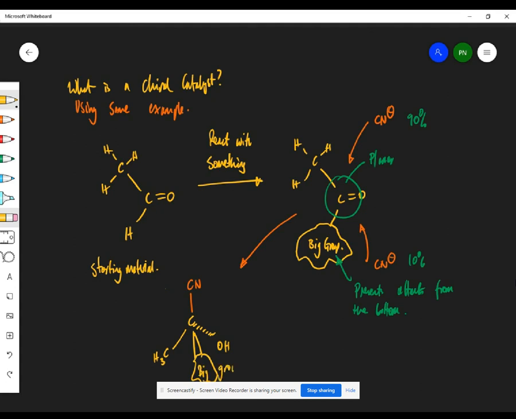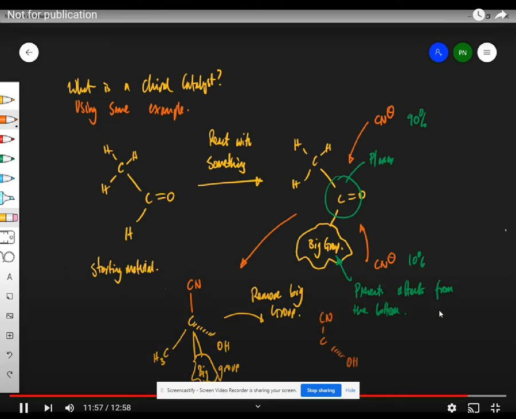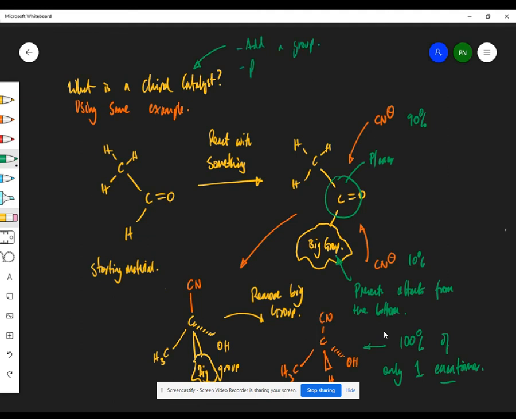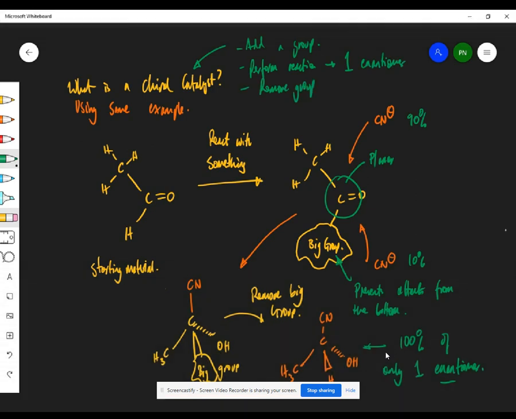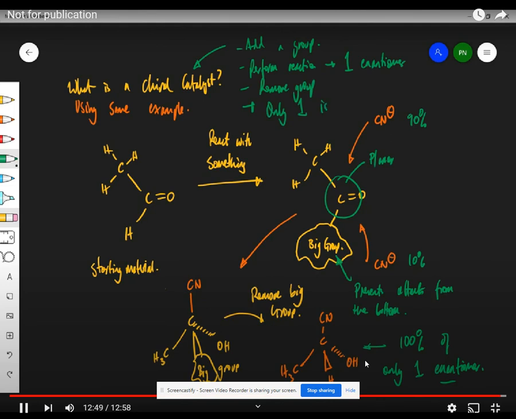Now what we do is we use some chemistry and we remove the big group, and we end up with only one chiral molecule, and there it is. So if we've done it properly, we get 100% or 90% of only one enantiomer, because we've prevented things from happening. We've prevented the CN in this case from going from the bottom. So you add a group, you perform the reaction, you only get one enantiomer, then you remove the group. That's why it's known as a catalyst, because you only end up with one enantiomer, and that's the one we want.